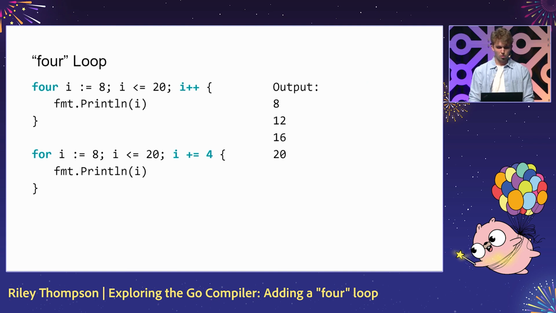Okay, so how are we defining a for loop? A for loop is just like a regular loop, except that its post statement is executed 4 times after each iteration instead of just once. So for example, these two snippets of code would produce the same output, 8, 12, 16, and 20. Incrementing by 1 in our new for loop is the same as incrementing by 4 with a regular loop.